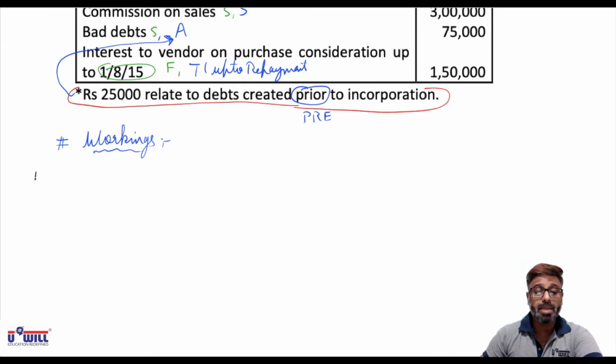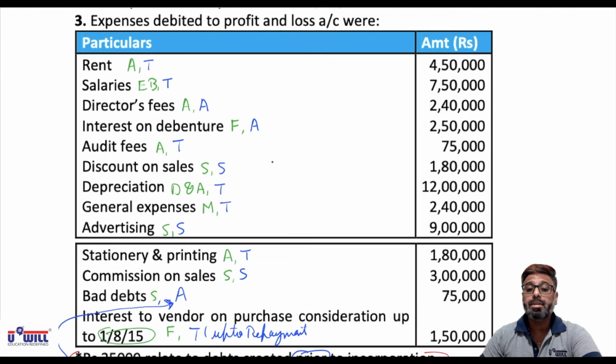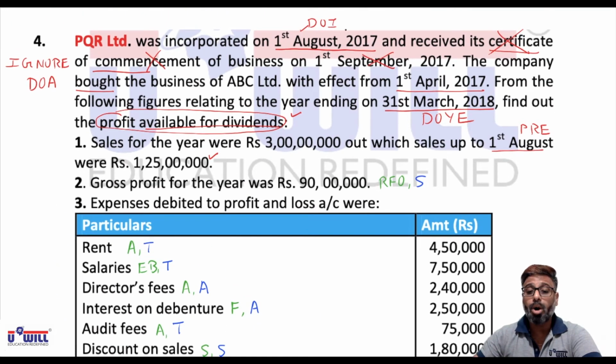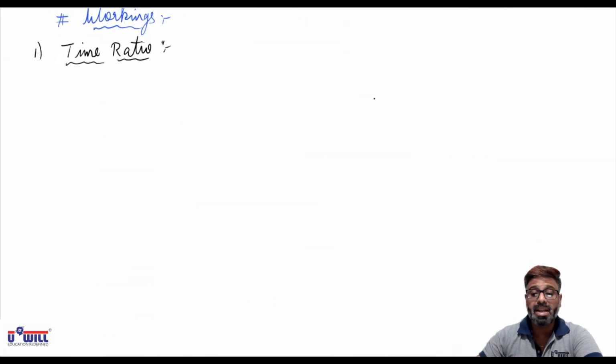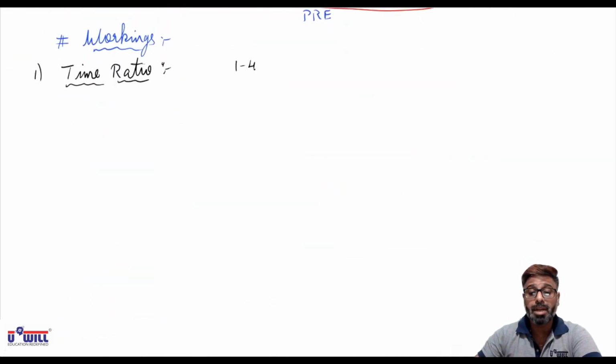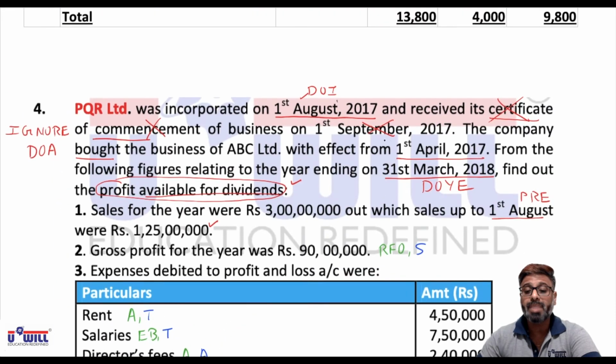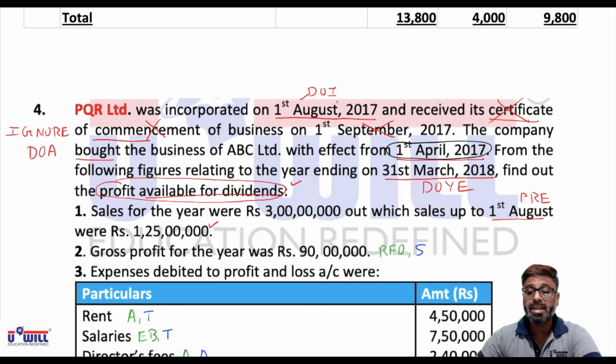First working will be time ratio. In this working, we simply have to write the 3 dates in chronological order. So here if you see the 3 dates, August, April and March. Very first April will come, 1st April 2017, then 1st August 2017, then 31st March 2018.